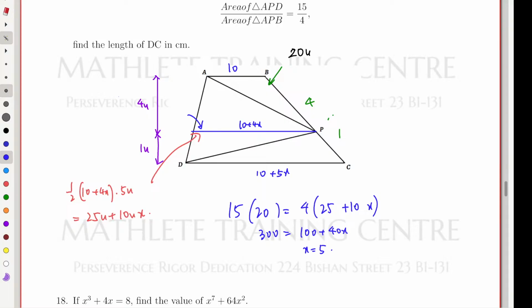Okay, after we find x is 5, we're done because we know that DC itself will be equal to 10 plus 5x, that's equal to 35. That's the answer for this question.